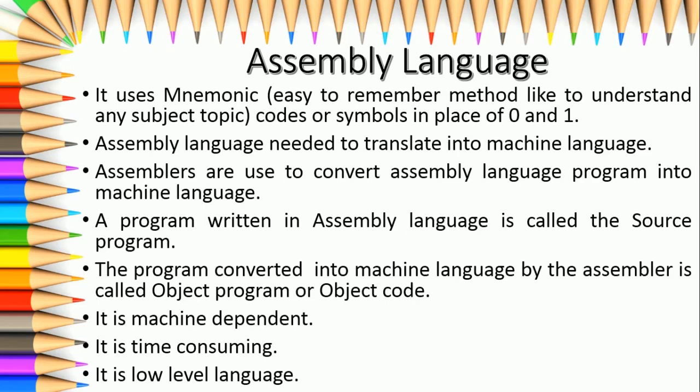A program written in assembly language is called the source program. Whatever you are writing in assembly language, that is called a source program. Please keep it in mind. Whenever you write it, the program whatever you have written in that language is called a source program. When you are converting it into machine language, that is called object program or object code. Both the things are different. Source program is different and object program is different.